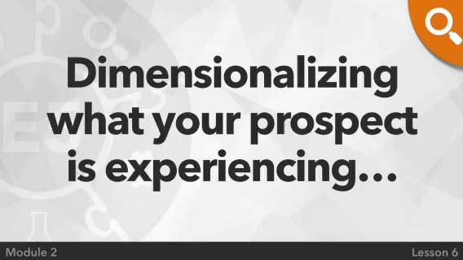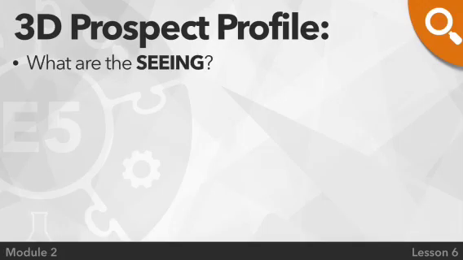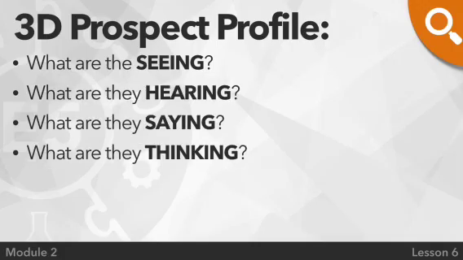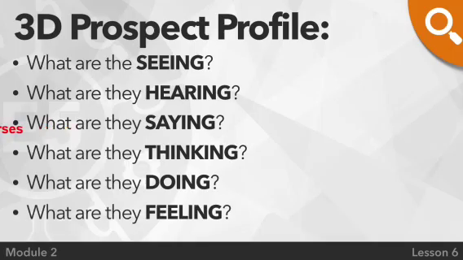And so we do this with a 3-dimensional prospect profile, if you will. What we're looking at is 6 different things. What are your prospects seeing? What are your prospects hearing? What are your prospects saying? What are your prospects thinking? What are your prospects doing? And what are your prospects feeling?